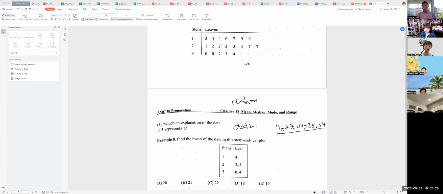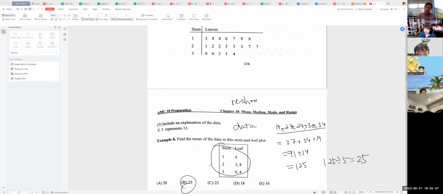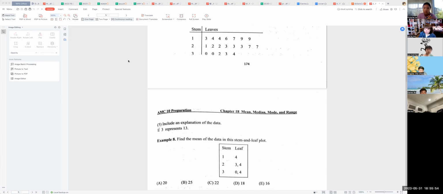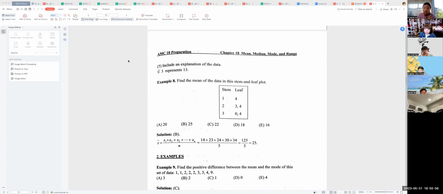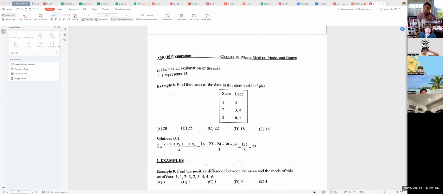Then add all of them together, which equals 37 plus 54 plus 34. So that equals 188? 91 plus 34 equals 125. 125 divided by 5 equals 25. So the answer is B. But if you look at this and you don't know what it's saying, you wouldn't be able to do it, right? This is actually pretty easy, but if you don't understand, it is totally not doable at all.